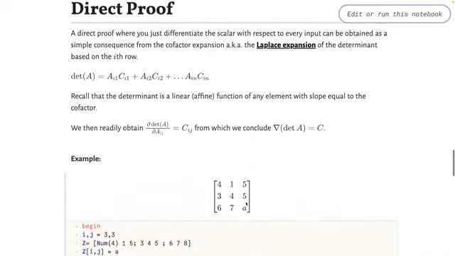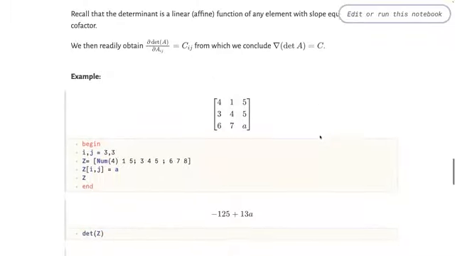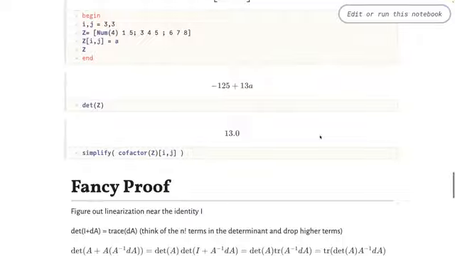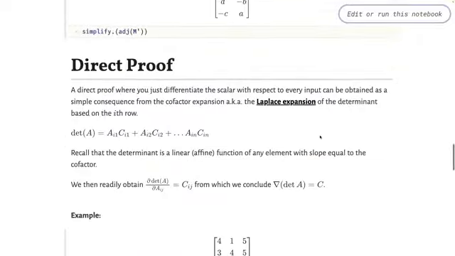And so the way to say this in general is if I want to take the derivative of the determinant with respect to any a_ij element, the slope is the thing that multiplies it. So it's c_ij. And so that is one immediate way to conclude that the gradient of the determinant is the cofactor matrix. It's that simple. Okay? This proof is pretty simple. I think it's easy to agree that this is a nice, simple proof.